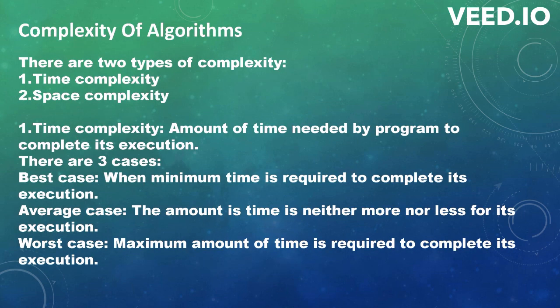There are two types of complexity of an algorithm: time complexity and space complexity. Time complexity is the amount of time needed by the program to complete its execution. There are three cases: best case, average case, and worst case. Best case is where it takes the least time to complete its execution, that is, minimum time. Average case is where it is neither maximum nor minimum, so it's average. And worst case is where it takes a lot of time, that is, the maximum amount of time required to complete its execution.